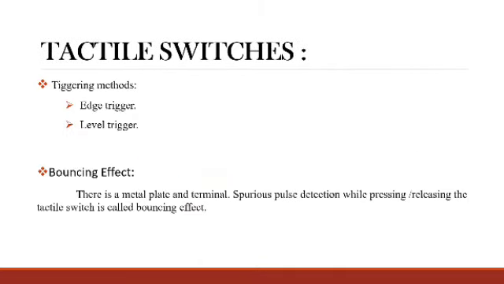The tactile switches have triggering methods: edge trigger and level trigger. And we will also see about the bouncing effect. There is a metal plate and a terminal. Spurious pulse detection while pressing or releasing the tactile switches is called the bouncing effect.